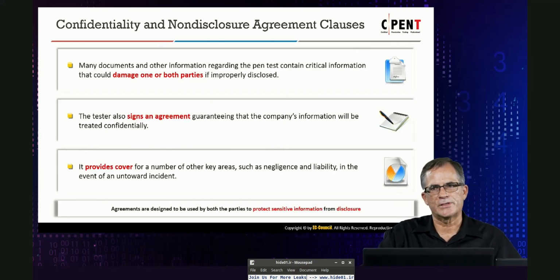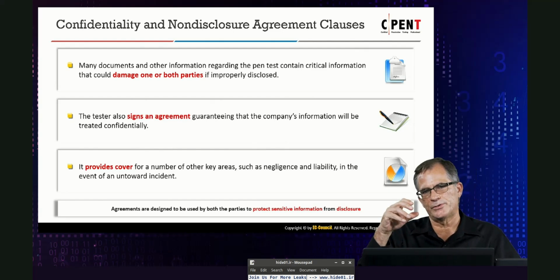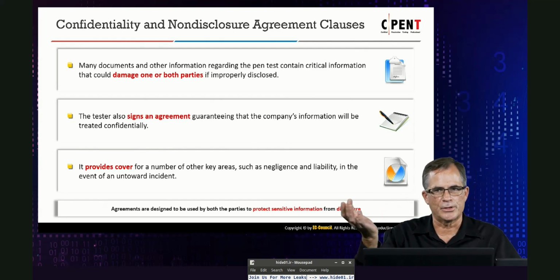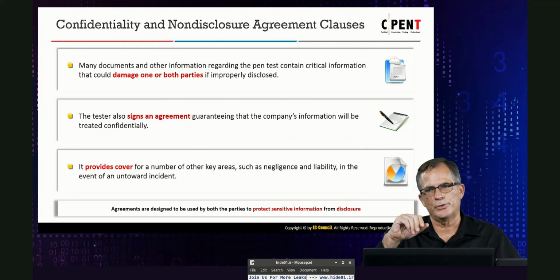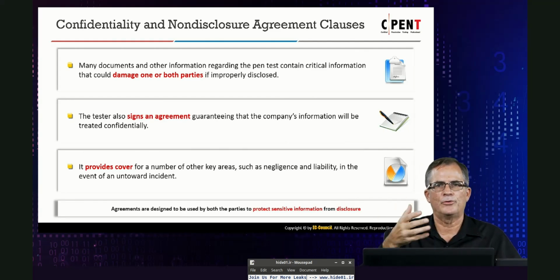Confidentiality and non-disclosure agreements, as we said, we want to make sure that everybody understands anything we disclose could harm the other party or the other person, so you sign an agreement. And one of the things you remember is you just don't talk about anything. You don't give any information about the test. All the information about the test is treated as confidential. It gives us cover for negligence, liability in the event of an untoward incident.